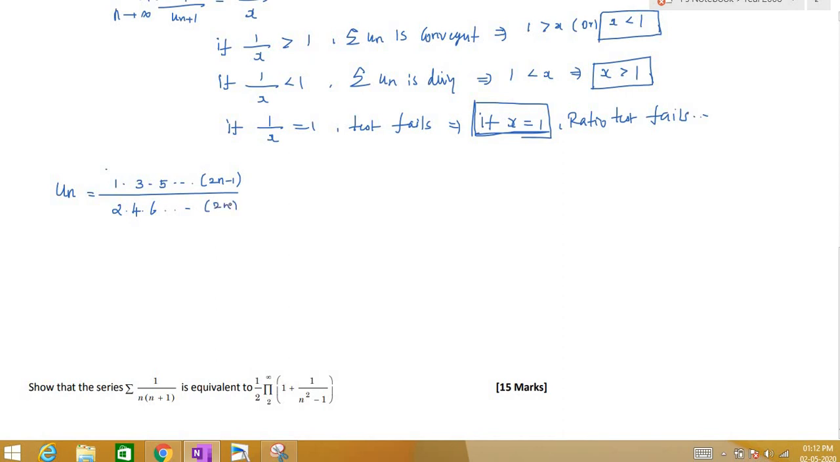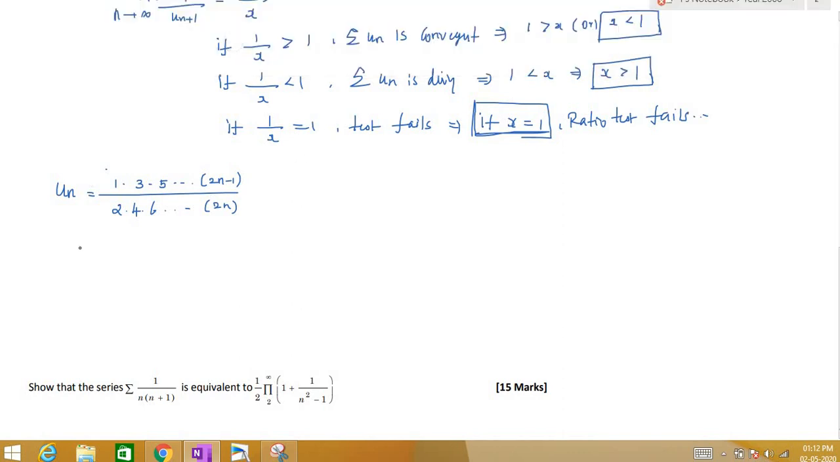We have been checking for specific values of x now. With the help of the ratio test, we have shown that if x is less than 1, surely the series will be convergent. If x is greater than 1, surely it will be divergent. But we don't know what happens if x is equal to 1, because the ratio test fails when this value is equal to 1, which means x is equal to 1. So for x equal to 1, we will apply another test. I am going to apply Raabe's test now.